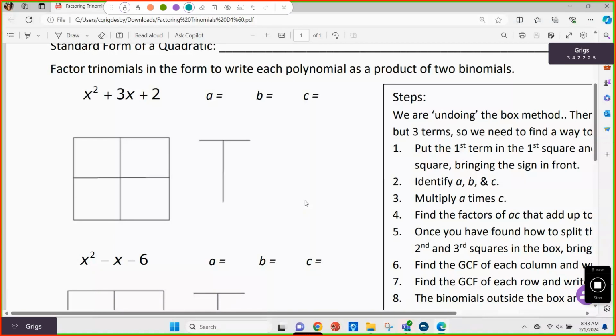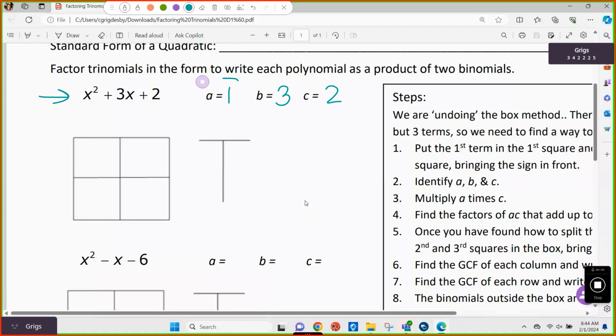So looking at this expression right here, the first thing I want to do is what? What do I want to pick out? The coefficients. So what's my coefficient of A? 1. What's my coefficient of B? 3. And what's my coefficient of C? 2. All right. Now that I have my coefficients, what's step number 3?